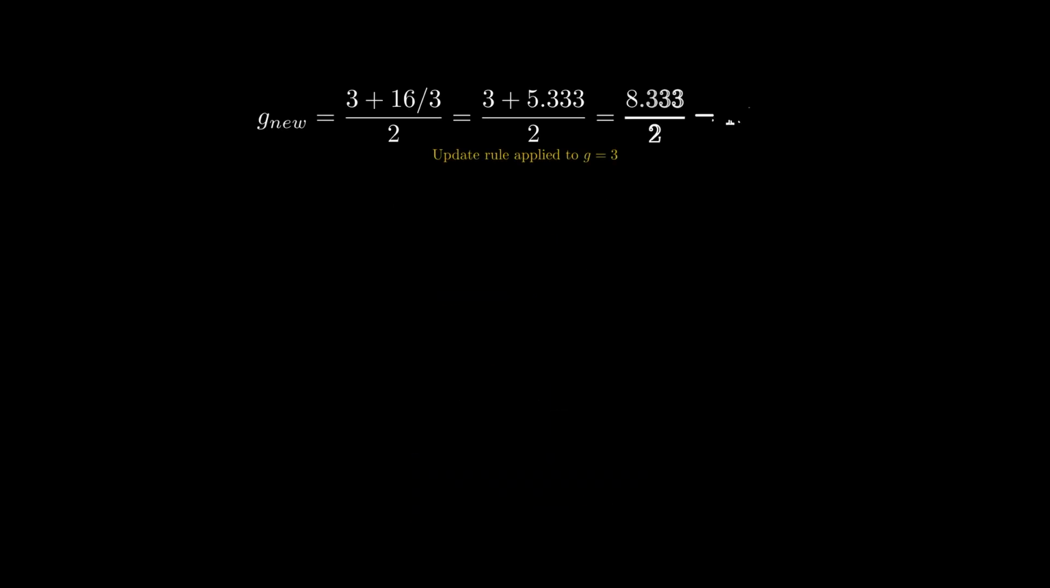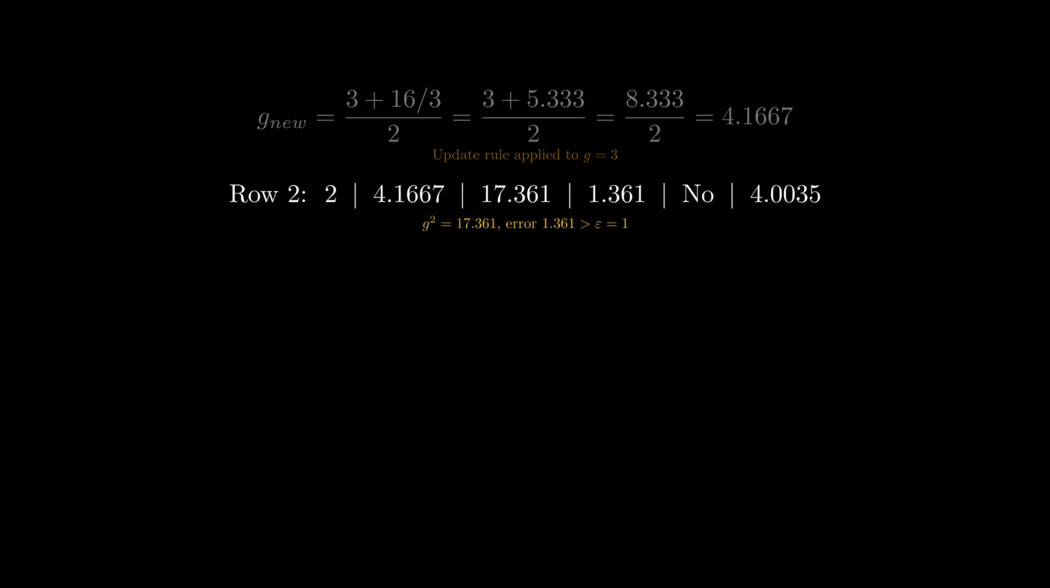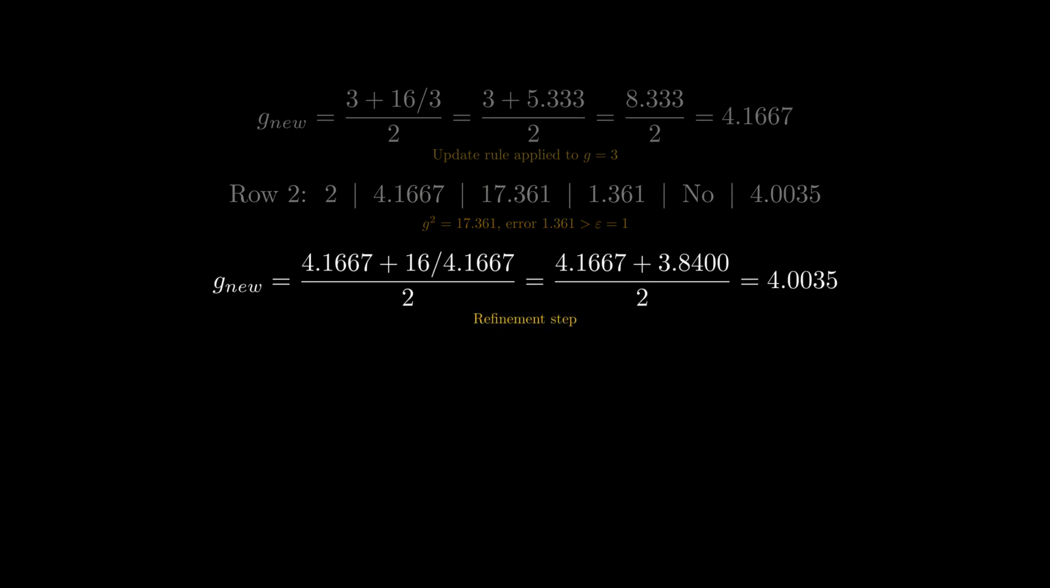Now let's compute the new guess. 3 plus 16 divided by 3 equals 3 plus 5.333, which gives 8.333. Divide that by 2 and we get 4.1667. That's our iteration 2 guess. Square it. 4.1667 squared is 17.361. Compared to 16, we're off by 1.361. That's still bigger than epsilon, so we refine again.